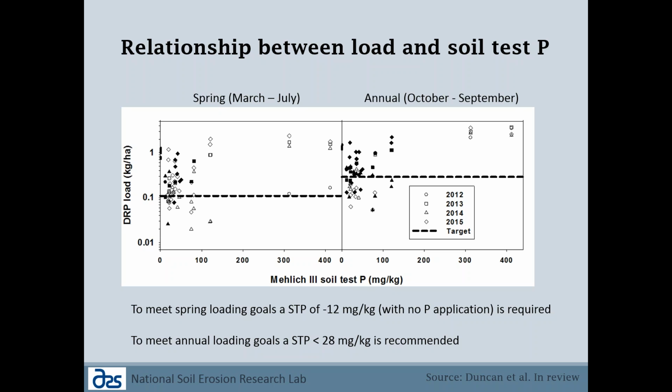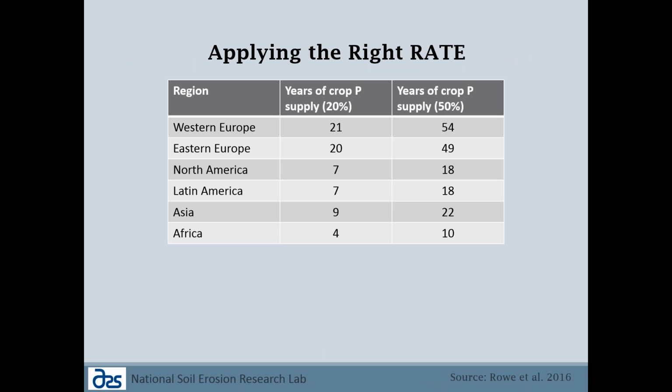So this is kind of saying that for fields with soil test levels, and this is 0 to 8 inch depth, for soils with less than 28 milligrams per kilogram of soil test phosphorus, we'd be more likely to meet the threshold than those fields with greater than 28 milligrams per liter phosphorus. So that comes back to one of our 4R principles, applying the right rate.